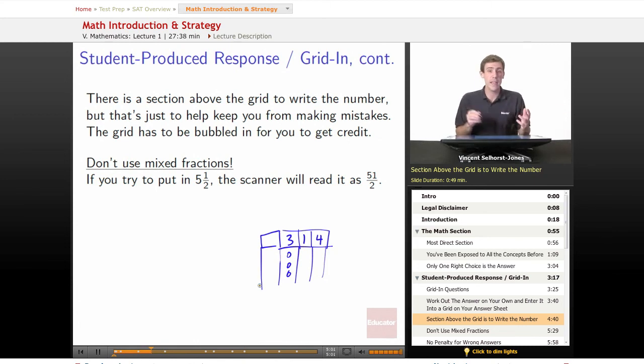But if you write it in and you don't bubble in anything, you won't get any credit. Writing it in is just to help make sure you don't make any mistakes, to help you have something to reference. You can be like, oh, it was a 3 here, so I'm going to bubble in a 3. Oh, it was a 1 here, so I'm going to bubble in a 1, etc., etc. So you have to bubble in. Remember, you have to bubble into the grid to actually get credit. If you write the number down, that's not enough. It's just a step to help you bubble things in. You could even bubble in your answer without writing it down, but you might make a mistake.